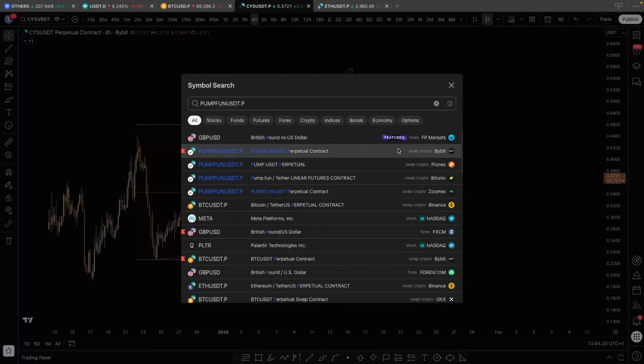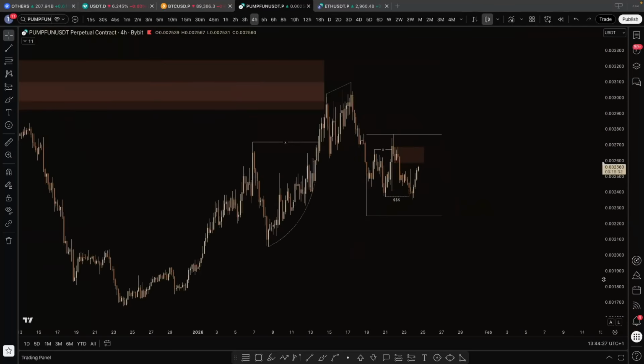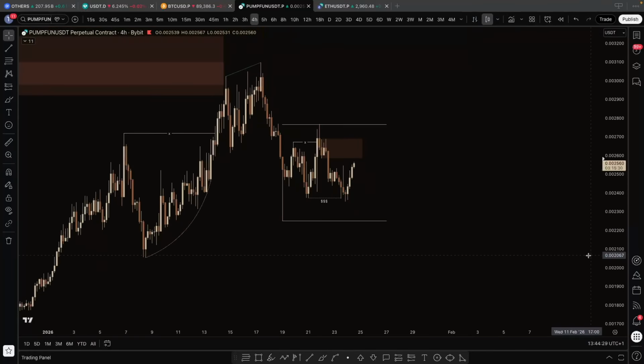Let's see what Pump Fun is doing. Pump Fun is going a bit higher right now. Took more TP right there as well, as I said in the compound.